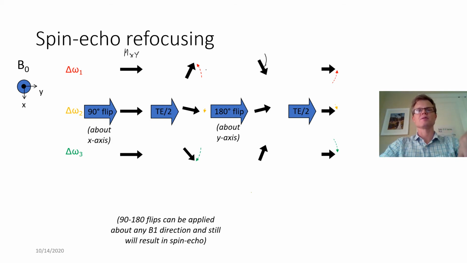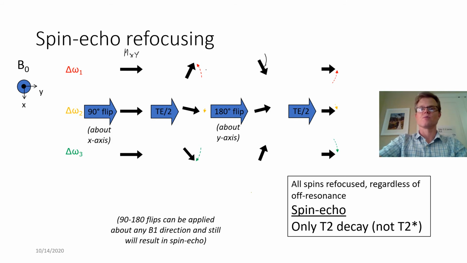And so at this very specific time, which is the same amount of time between the 90-degree pulse and the 180-degree pulse, and then the 180-degree pulse and the time we observe, is when we get what is called the spin echo. And we have none of the extra component that was T2 star decay. We just are left with pure T2 decay. So all our spins are refocused regardless of the resonance frequency.